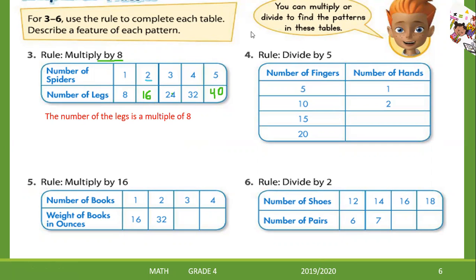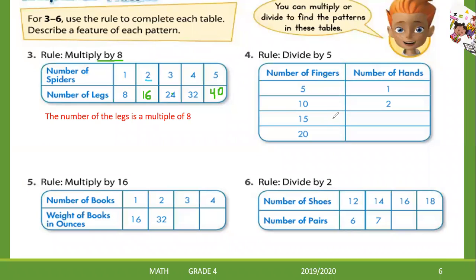Number 4. The rule here is divide by 5. So we have to follow this rule to complete the table. Take the number of fingers, and to get the number of hands, we follow the rule, divide by 5. As you see, 5 divided by 5 is 1, 10 divided by 5 is 2.